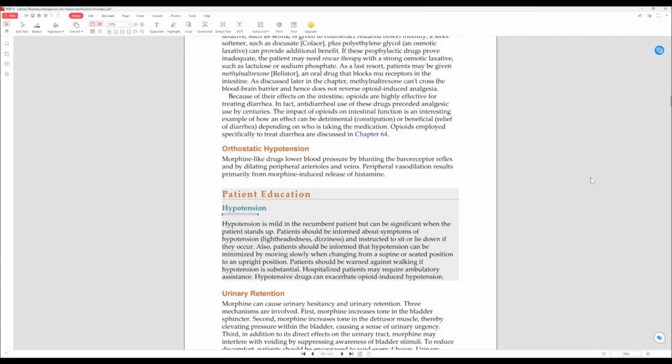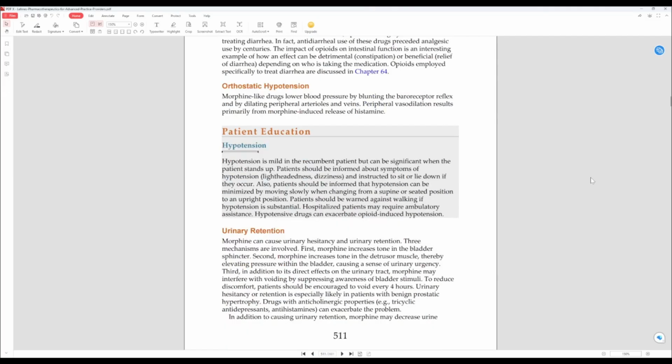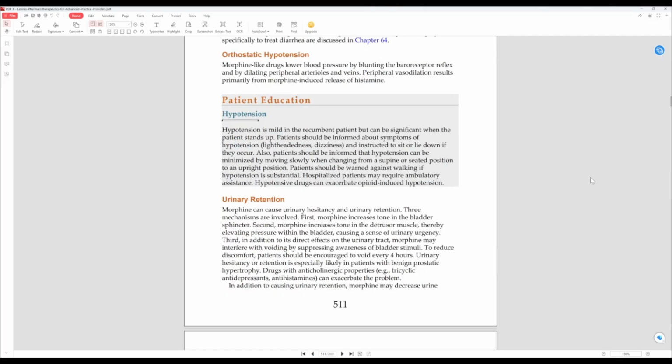The impact of opioids on intestinal function is an interesting example of how an effect can be detrimental or beneficial, depending on who is taking this medication. Opioids employed specifically to treat diarrhea will be discussed further in Chapter 64. Which brings us to the next negative side effect, orthostatic hypotension.